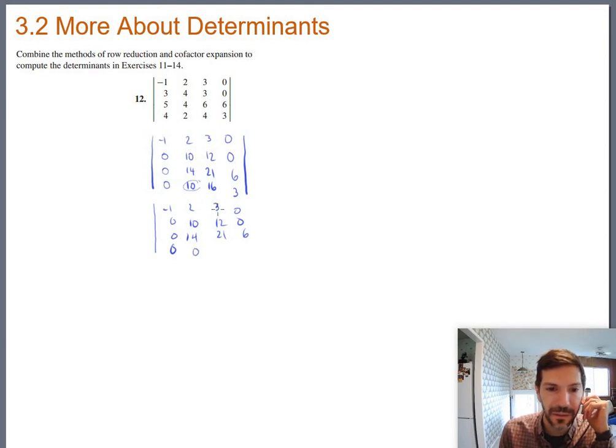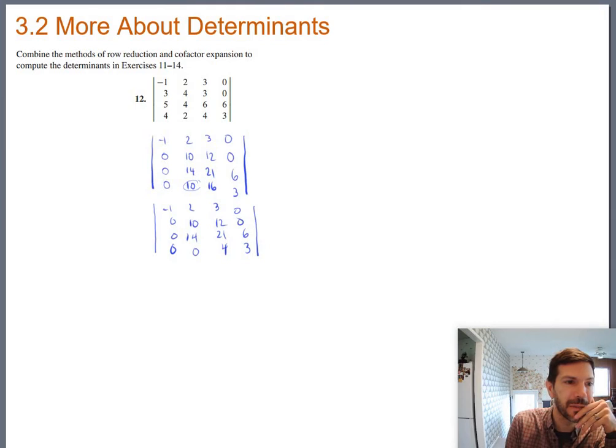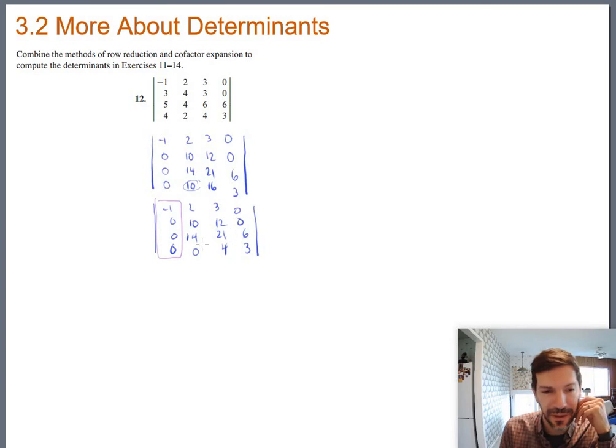So 0, 4, 3. Could do a little more work if I wanted to, but I think I'm probably just going to leave it there. So let's go ahead and do a cofactor expansion now, and I am going to choose to expand down this first row that has all these beautiful zeros in it.